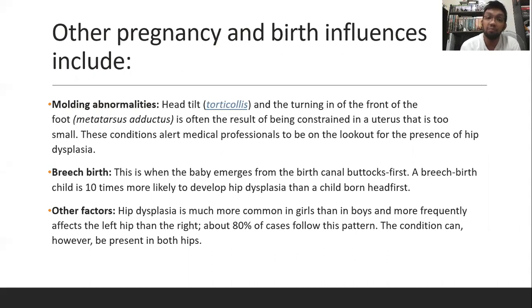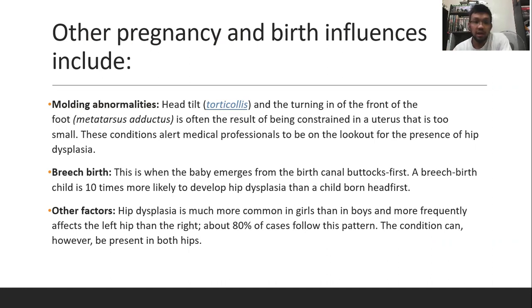For breech birth, this is where the baby emerges from the birth canal buttocks first. So if the buttocks or the lower extremities of the infant come first, the child is 10 times more likely to develop hip dysplasia than a child born head first. So for infants, for fetuses who have breech position, they are 10 times more at risk to develop DDH.